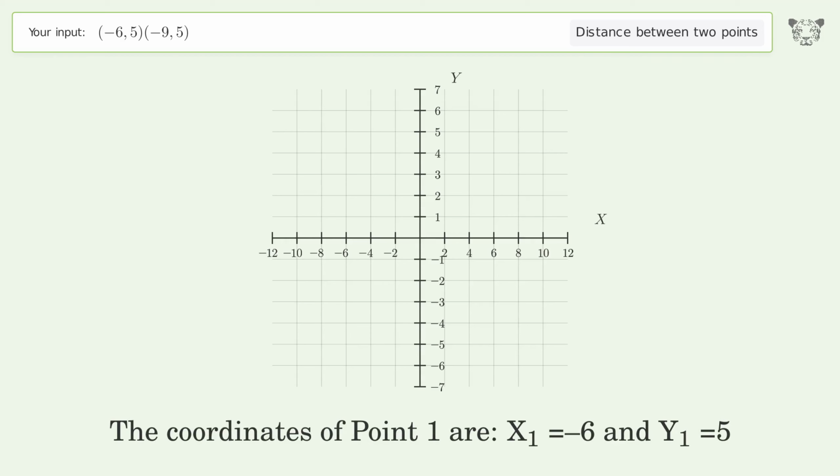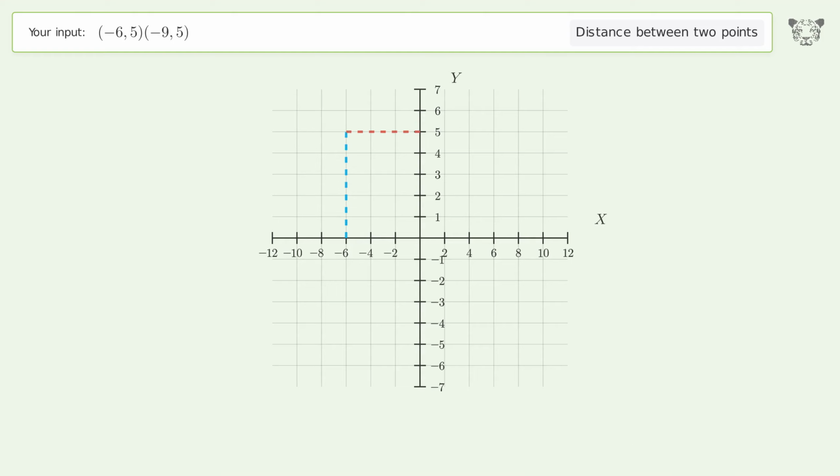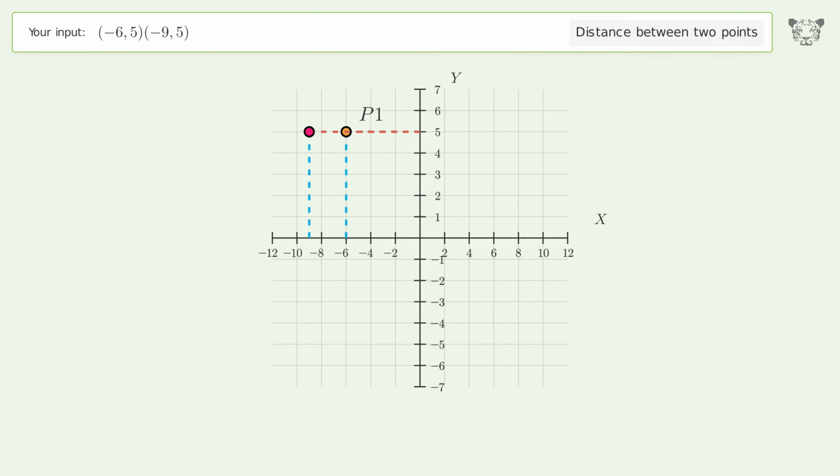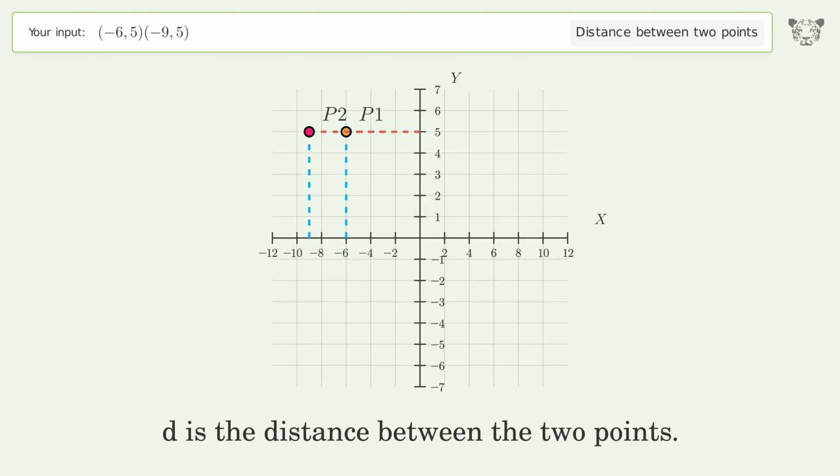The coordinates of point 1 are, x1 equals -6 and y1 equals 5. The coordinates of point 2 are, x2 equals -9 and y2 equals 5. D is the distance between the 2 points.